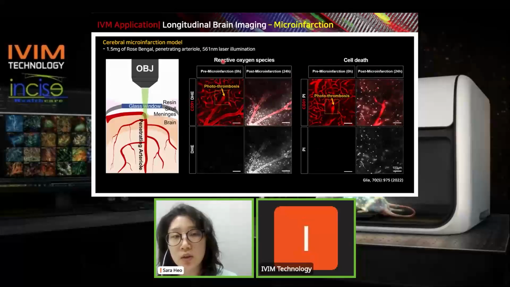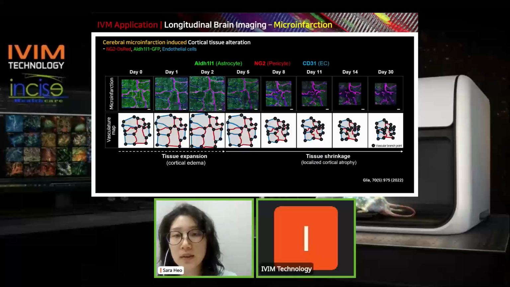And as you can see, the reactive oxygen species and the cell death was visualized comparing the successful photothrombosis. You can see the before and after. The blood vessels cannot be detected after the infarction induced. And this is an image from the observation of clear scar after microinfarction induced.